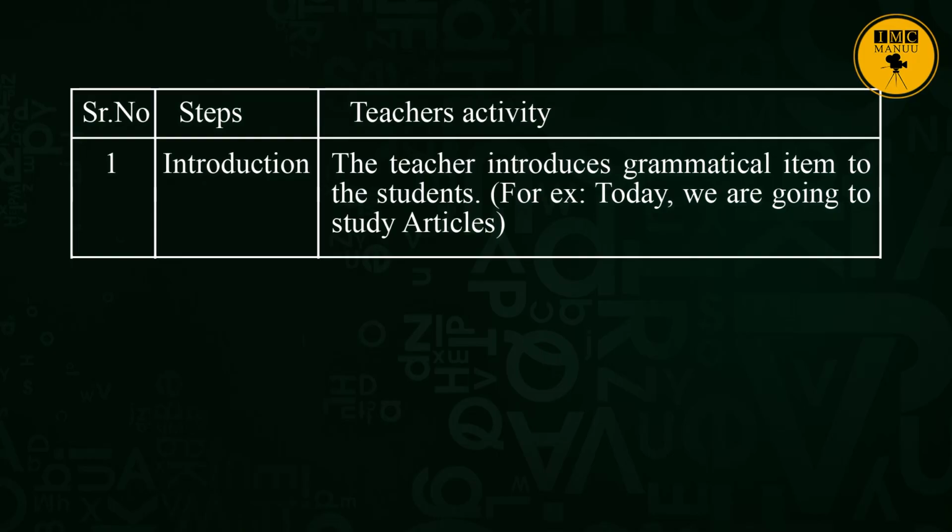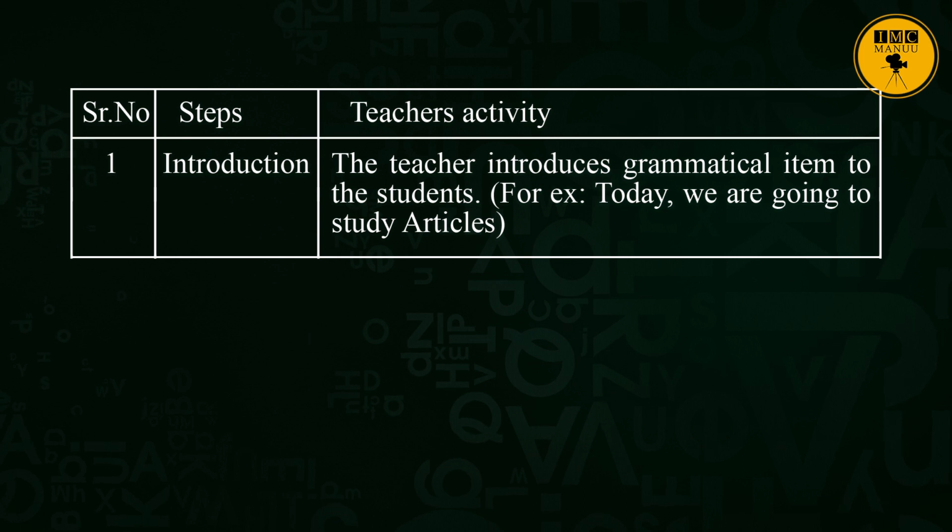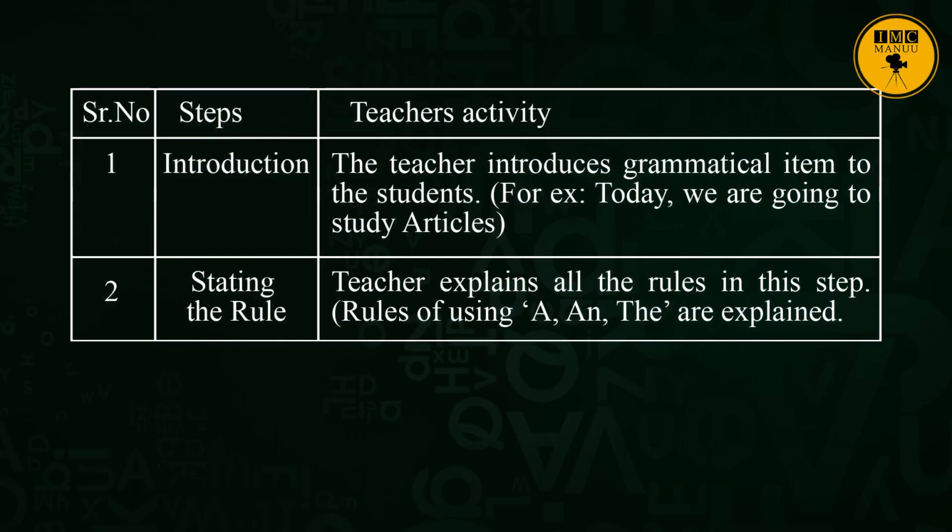Let's see the steps of this method. The first step is of introduction. In this step, the teacher introduces grammatical items to the students. For example, students, today we are going to study articles. Students, today we are going to study parts of speech, etc. The second step of deductive method is stating the rule. In this step, teacher explains all the rules of that grammatical item.